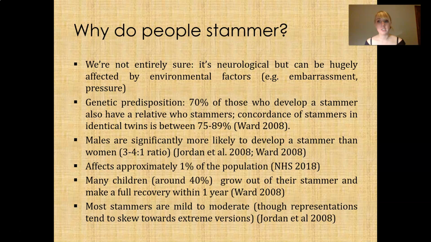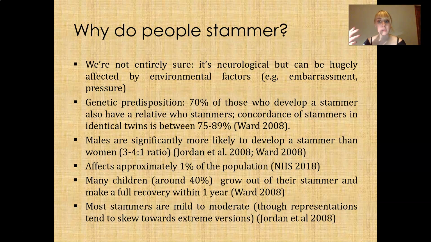There is some suggestion that there is a genetic predisposition for stammers, and we know this because it appears to run in families. It appears to be somewhat hereditary. So 70% of those who develop a stammer will have a relative who also stammers, and there is also a concordance. So that means that there's sort of a pattern in studies of identical twins that if one has a stammer, there is a 75 to 89% chance that the other twin will have a stammer as well, which suggests again that it's something which is genetically predisposed.